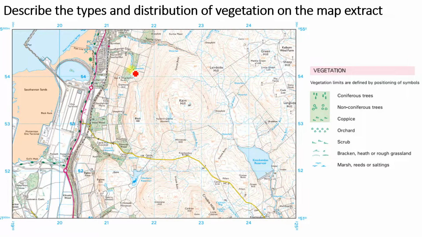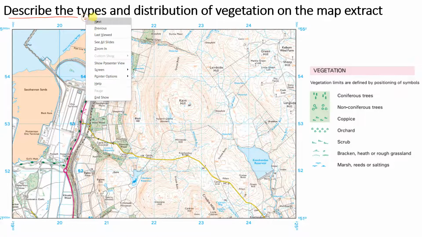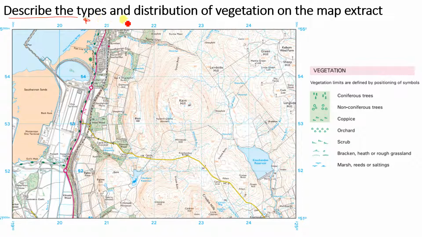Then next, they want us to describe the type. Look at this, two key words, type and distribution of vegetation on the map extract. So you must talk about the type and the distribution for you to get your full marks. So what are the types? It's not that you are going to cram which type of vegetation is there. No, it's on the map. If you go and check your key, you see a column called vegetation. So you check the different vegetation that is there and check if you can find them on this map.